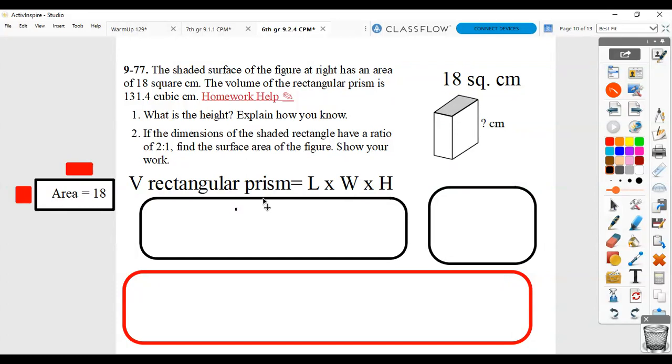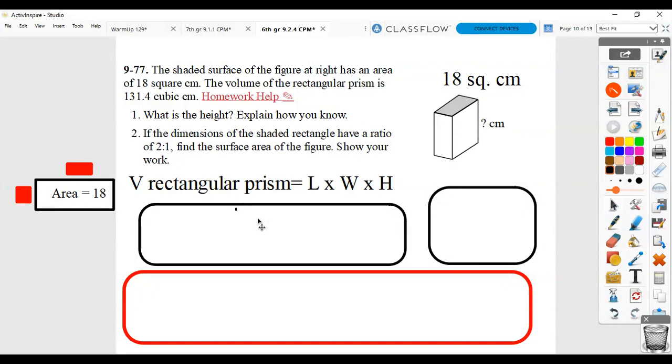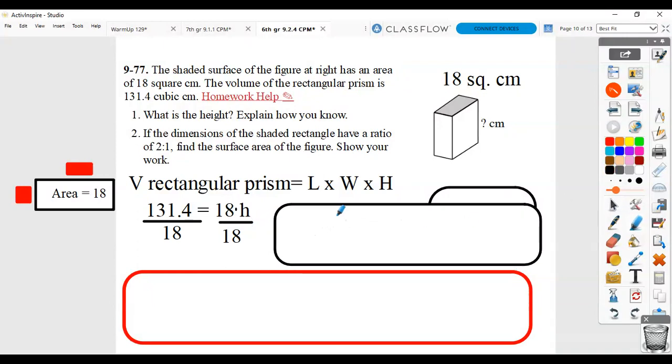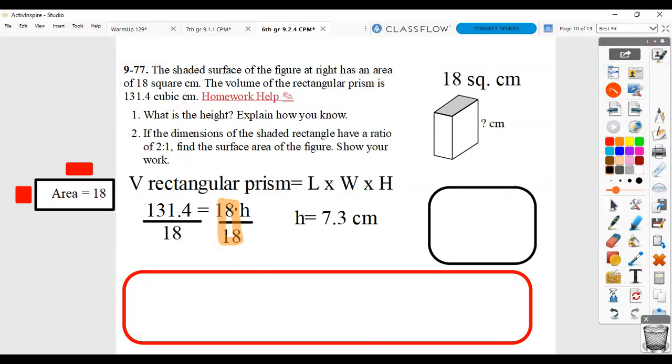We can also think of the volume of the rectangular prism as the area of the base times the perpendicular height. So since we know the area of the base is 18, 18 times that height should equal that 131 and 4/10. Again, we want to get h by itself. So we're going to divide by 18. Do it to one side, you got to do it to the other side. This creates your giant 1, and you end up getting a height of 7 3/10. So that's your answer for the first one.